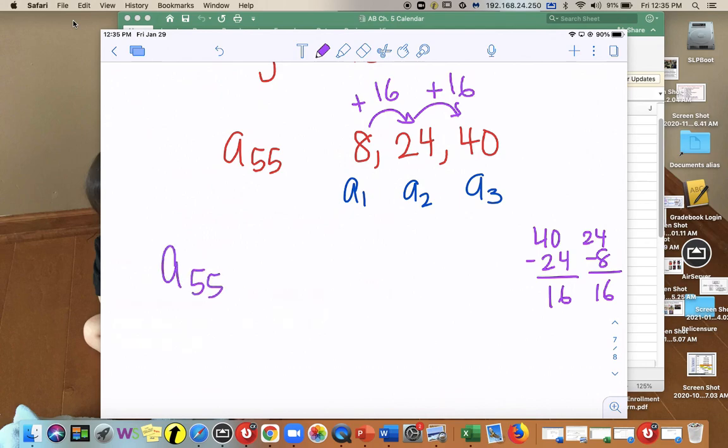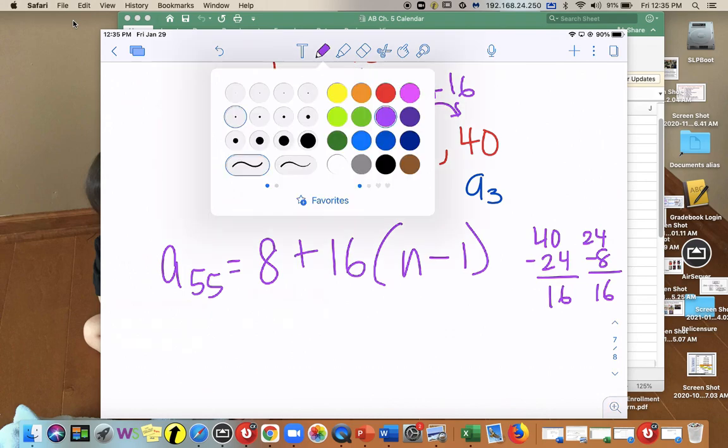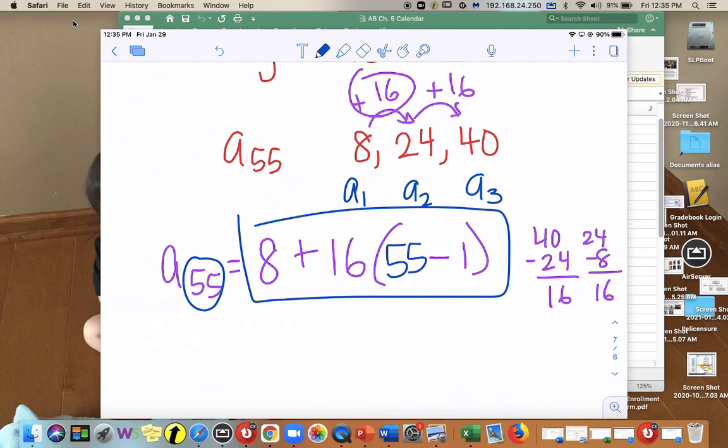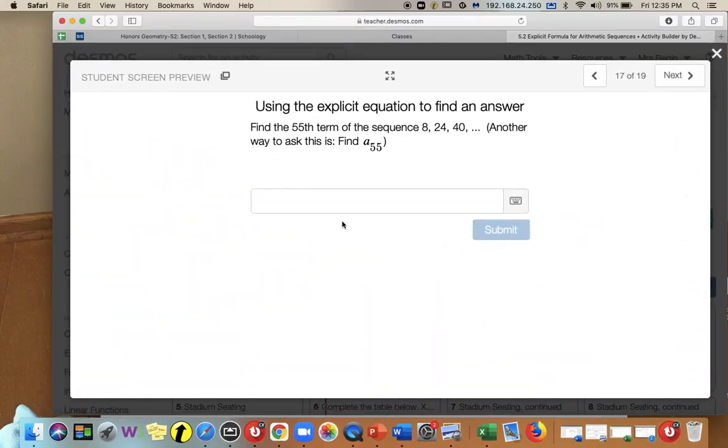So to find the 55th term, we take our first term, which is 8. We're adding 16 every time. That's the common difference. And then n minus 1. But we know that here n is 55. So really I should have plugged in a 55 right here. And now we can just plug this in. So I will do 8 plus 16 parentheses 55 minus 1. And the 55th number in this list would be 872. So that's a lot faster than trying to add 16 like 54 times. So there it is. The 55th term is 872. I'll just type in 872, and then you would submit your answer.